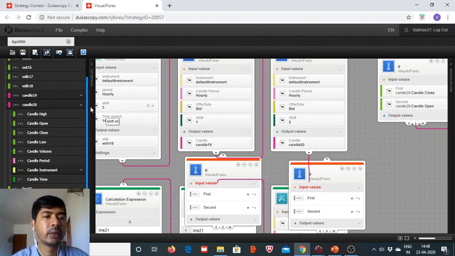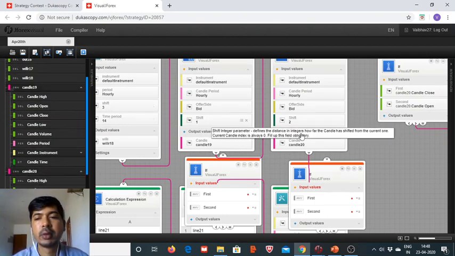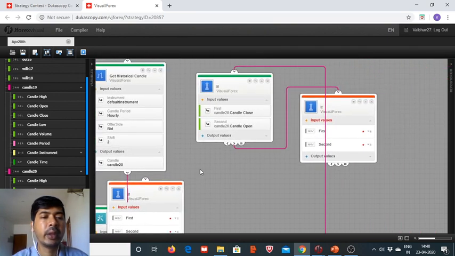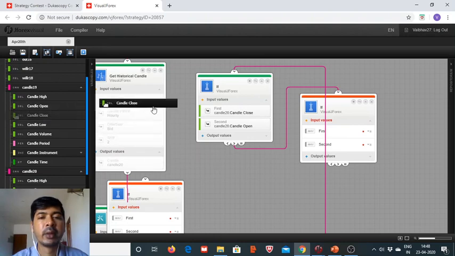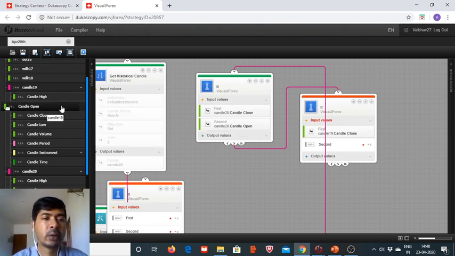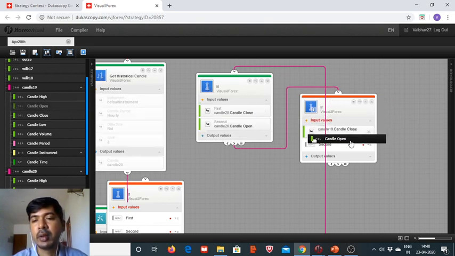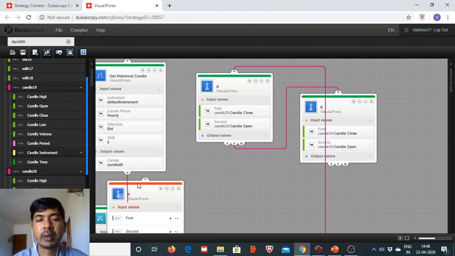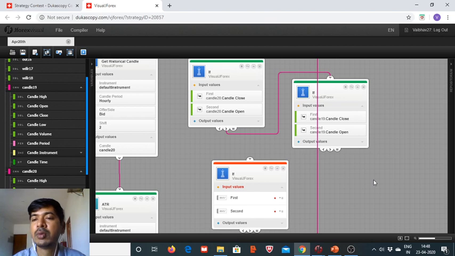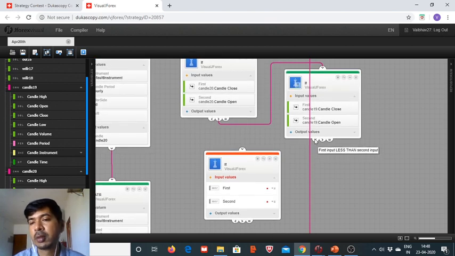And we look at candle 19's opening and the closing values, and here we will need the candle close to be less than the candle open, and then we connect it. So the closing value should be less than the opening value.